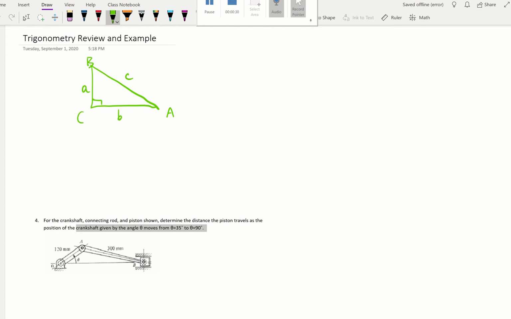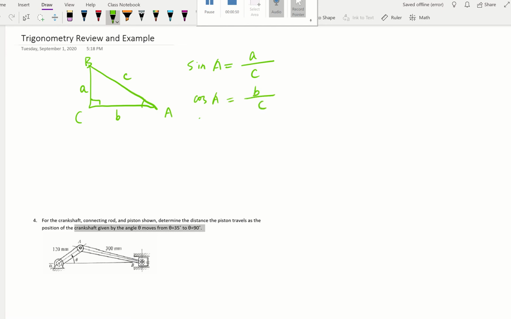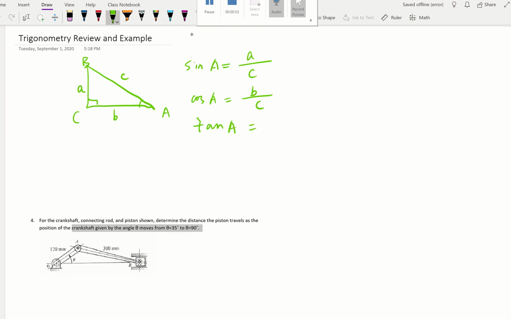So if it is a right triangle, the trig functions are, for example, sine A of this angle is going to be opposite A over hypotenuse C, right? And cosine A is going to be adjacent, which is B, over hypotenuse C. Then tangent of A is going to be opposite over adjacent. So that's for a right triangle. Also in a right triangle, we have the Pythagorean theorem, c squared equals a squared plus b squared. Of course, all the angles add up together to 180 degrees.